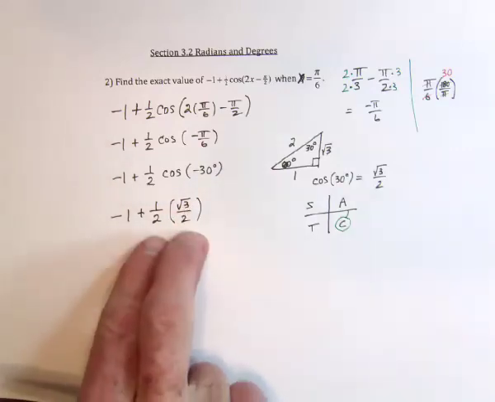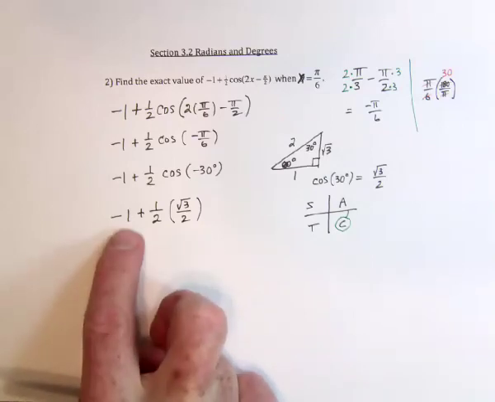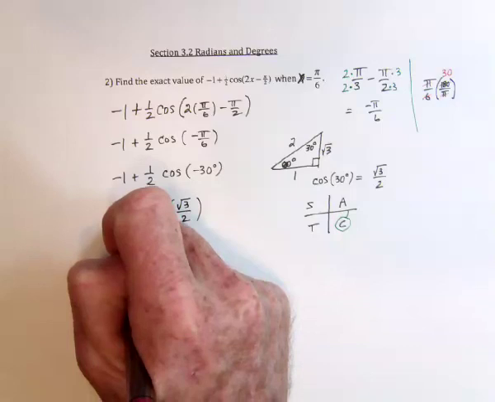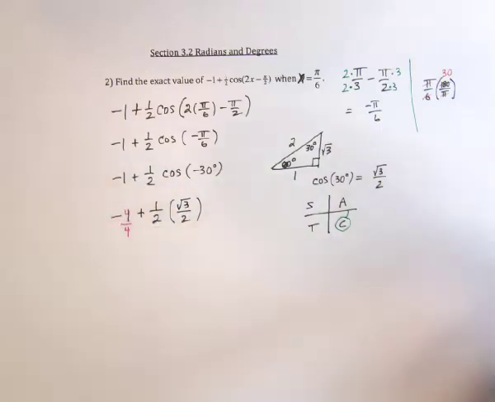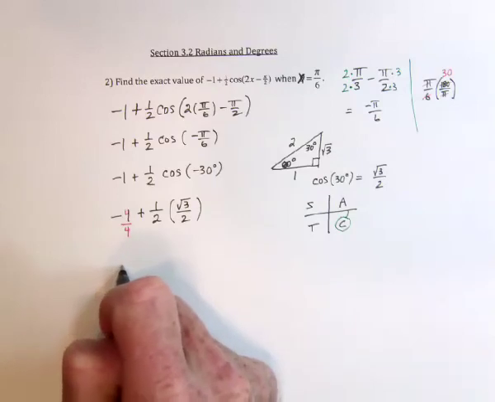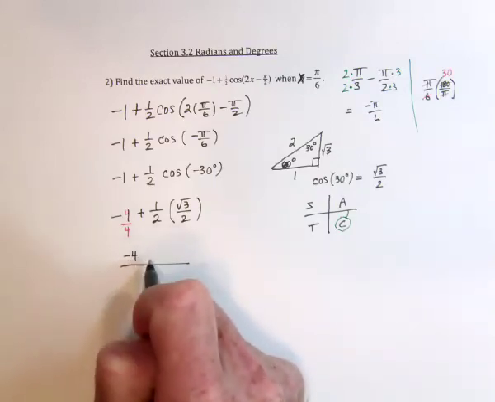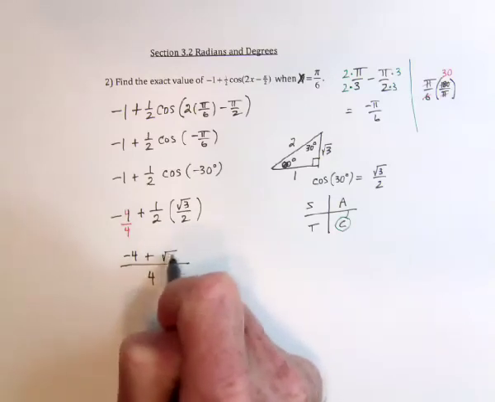So this is going to be radical 3 over 4. So we need to get this one to be a 4 over 4 so that we've got a common denominator. So it's a common denominator of 4, and then we've got negative 4 plus a radical 3.